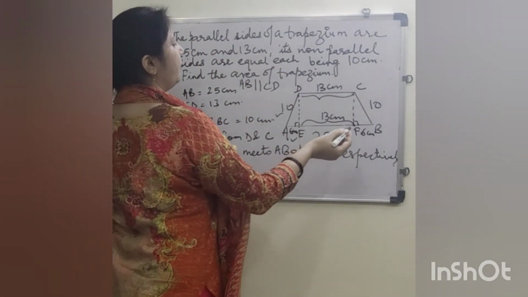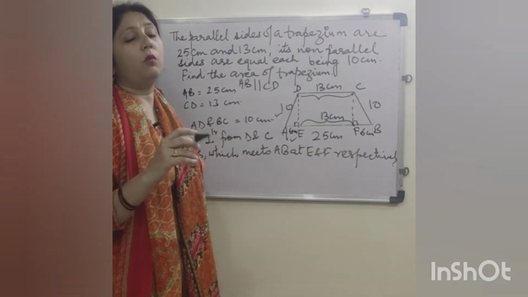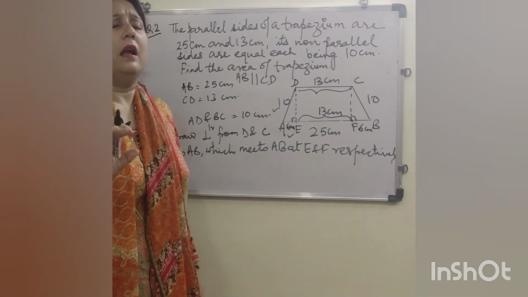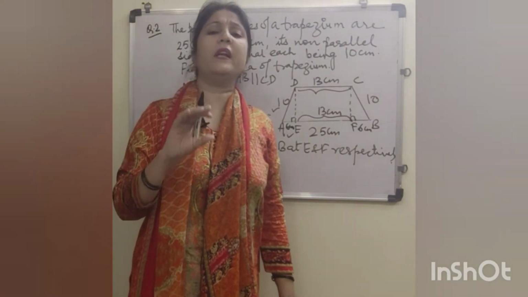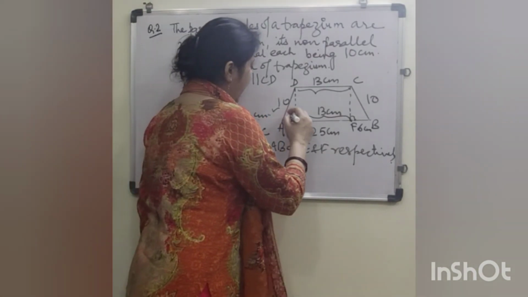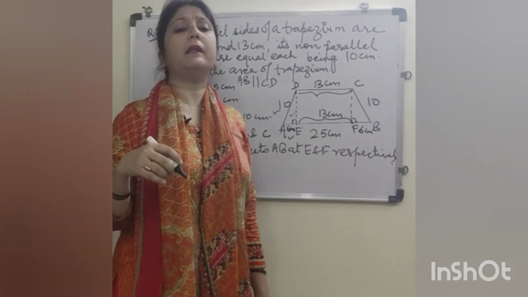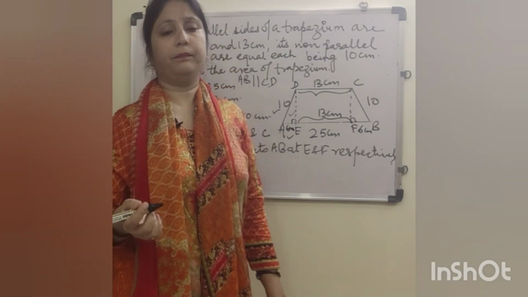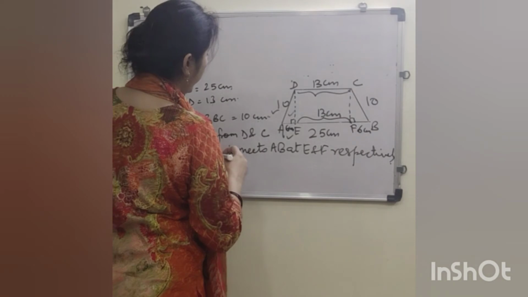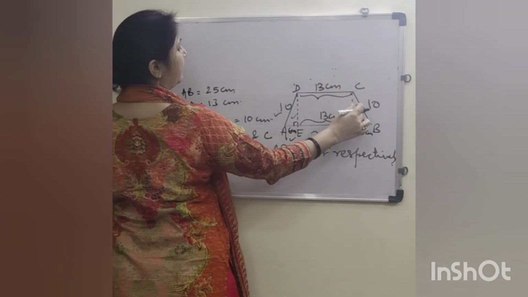So this way the entire trapezium has been divided into three parts. What are the three parts? One rectangle and two right triangles. Our interest is more in getting the height of the trapezium. So we take any one of the right triangles and use the Pythagoras theorem there. Let us take AED, it's your choice, you can take this one as well.